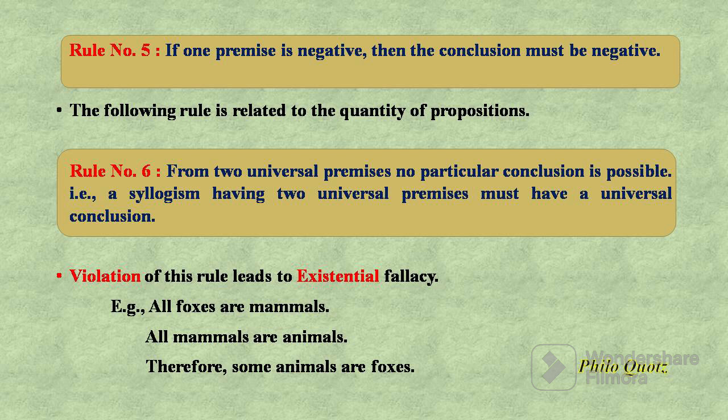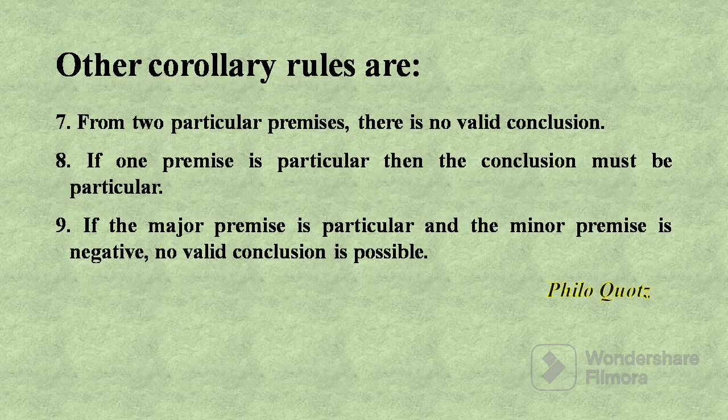For example, all foxes are mammals. All mammals are animals. Therefore, some animals are foxes. That is actually a wrong conclusion. It's not at all a valid syllogism. So violation of rule number 6 leads to the fallacy called existential fallacy. These are the 6 basic rules, and some corollary rules are also there. So 3 more rules are there.